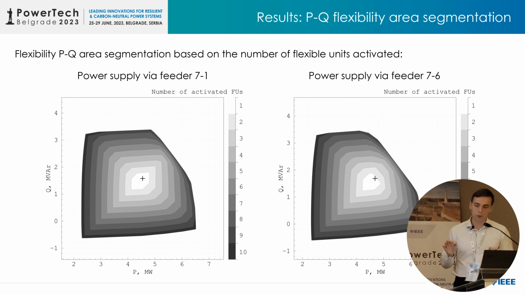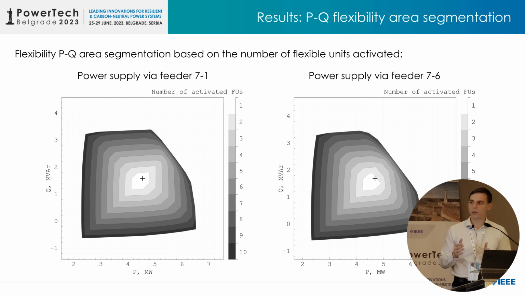This is actually a very simple picture. In the center, you see the white segment, which means that one of the units is needed to guarantee this flexibility. But once we move further from the initial operating point, we need more and more units to be working together to guarantee this flexibility. And once we reach the boundary, the dark gray area, all 10 flexible units need to work together to jointly produce flexibility. You may ask, why do we need these segments?